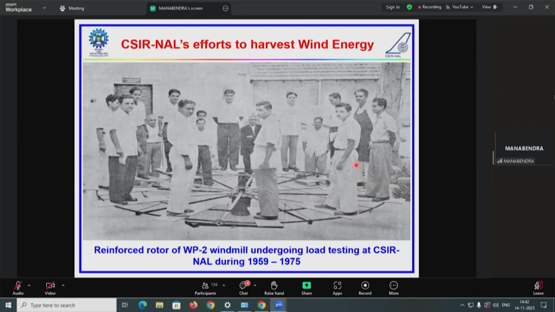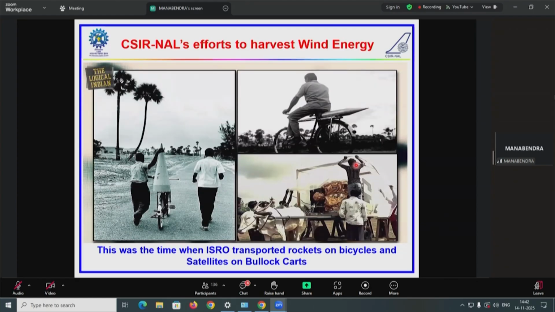While it may look very funny, if you see it from the dimension of time, this was the same time when ISRO used to transport rockets on bicycles and satellites on bullock carts. So there's nothing wrong when we see the previous picture and laugh at that. But the fact is, today we have moved along. Today there is no need of telling where ISRO stands. But even ISRO during those initial days, when there were a lot of technology denials to India, had to have their own ways, and it was a very tough way, as you can see over here.